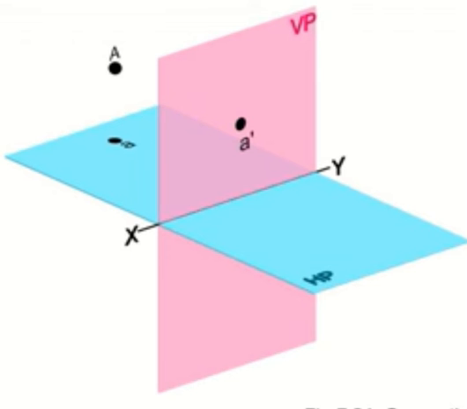When point A is placed in the second quadrant, it is clear that point A is placed some distance behind VP and some distance above HP. The actual point is called capital A, and the orthographic projection of point A in the front view is indicated by A dash on VP, and the orthographic projection of point A in the top view is indicated by A on HP.